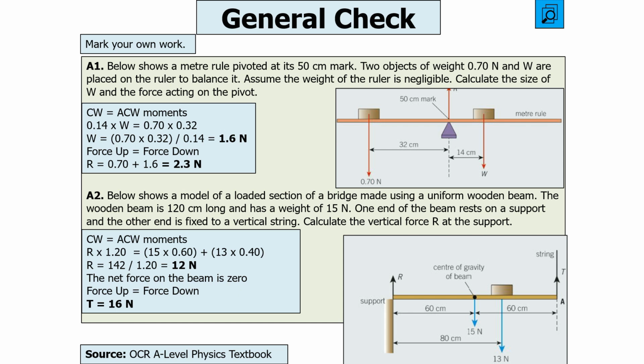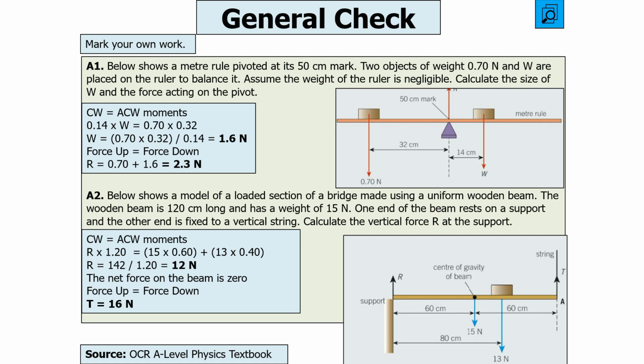Right, so how do you answer these questions? Well, you can see that when an object's in equilibrium, the clockwise moment about the pivot will equal the anti-clockwise moments about the pivot, and the forces acting upwards will equal the forces acting down. And those two principles are always the case when an object is balanced.